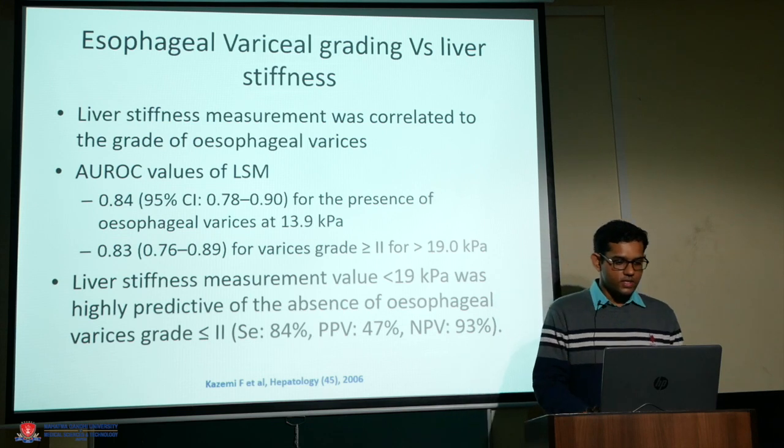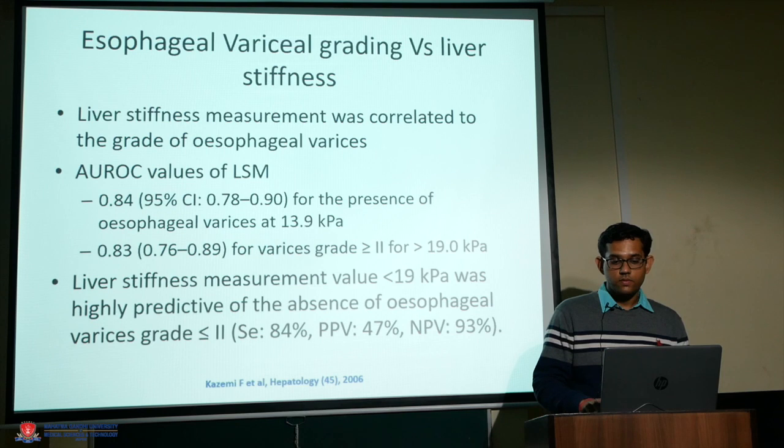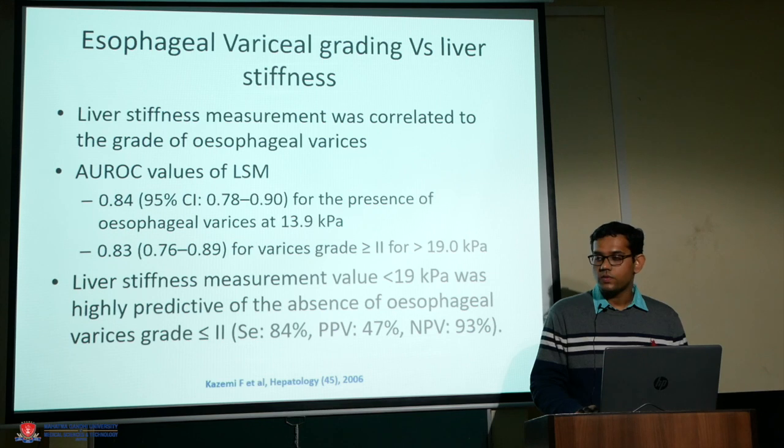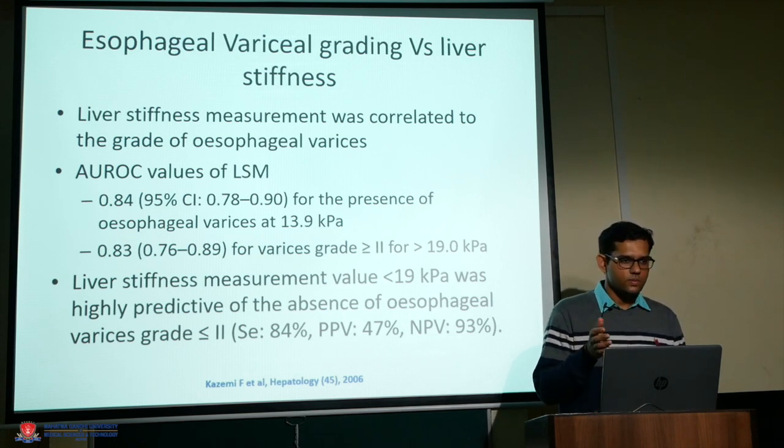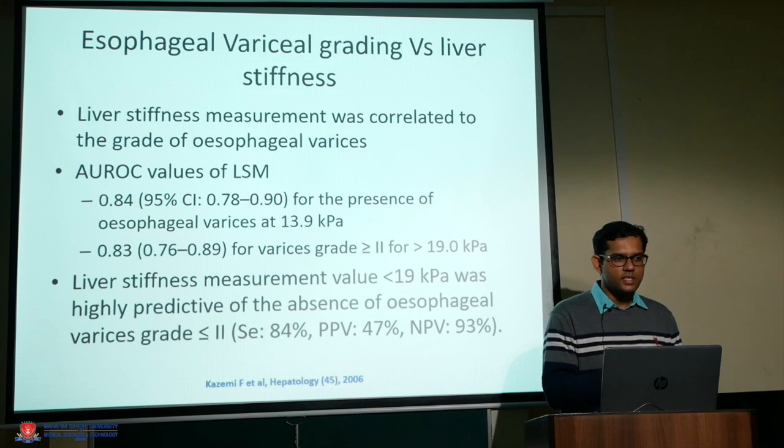Also, esophageal varices grading versus liver stiffness measurement was correlated to the grade of esophageal varices, as I just discussed. A liver stiffness measurement value less than 19 kilopascals was highly predictive of absence of esophageal varices grade 2 or more. So a value less than 19 would predict that the patient will have varices that are less than grade 2, that is, at least significant varices, we can differentiate it.